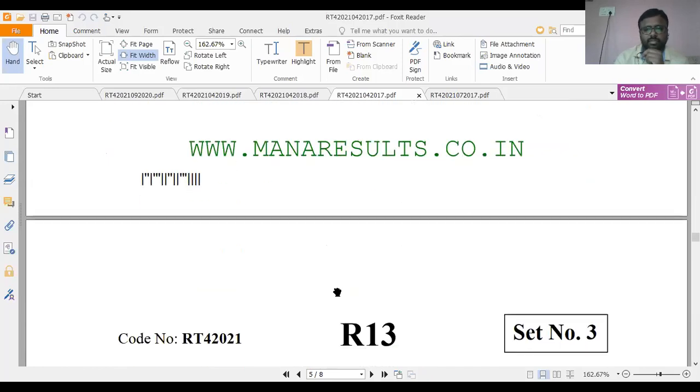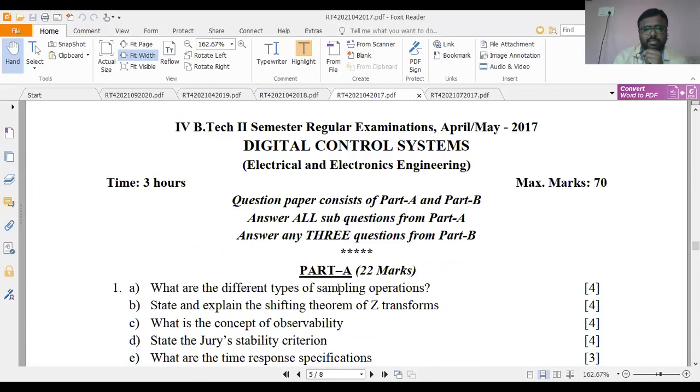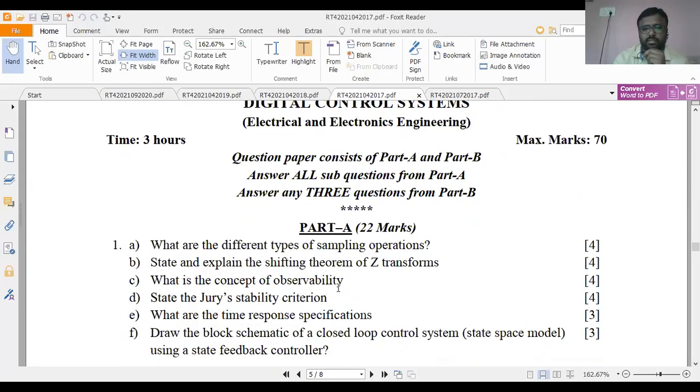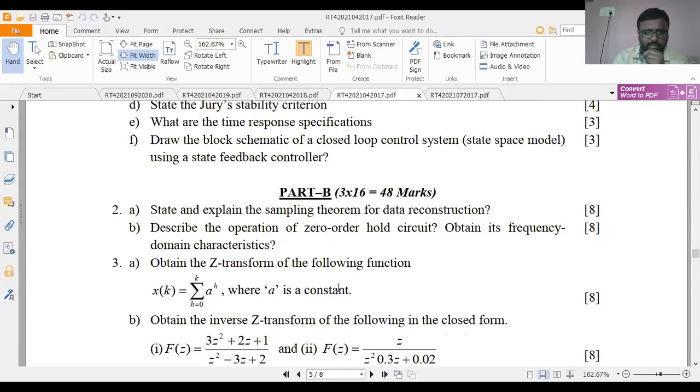And coming to the third set, state and explain the shifting theorem of the Z transform, that is the right shift or left shift, time delay or time advance. And obtain the Z transform for the function x(k) is equal to a power k. In the previous university question paper of 2018, it was asked for 4 marks. Here he has asked for 8 marks.